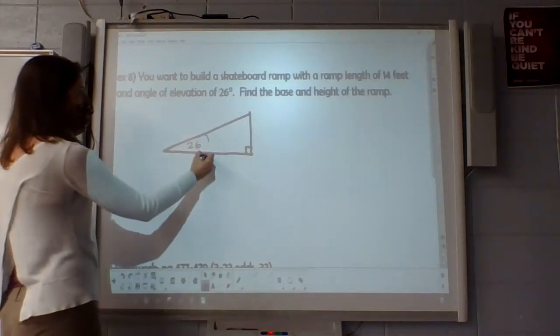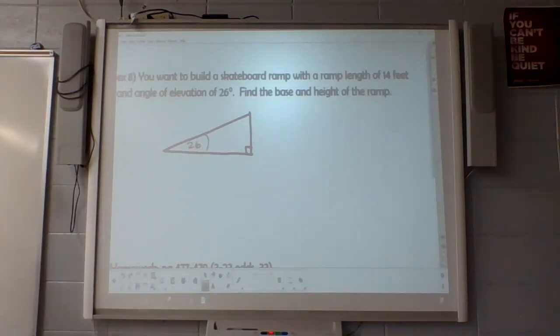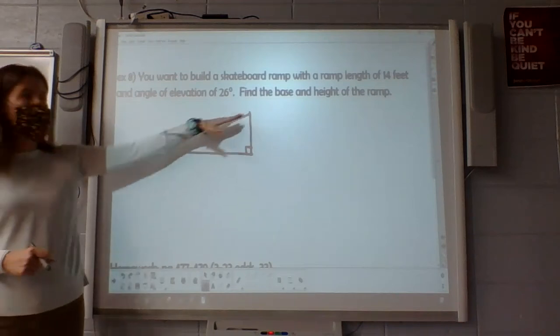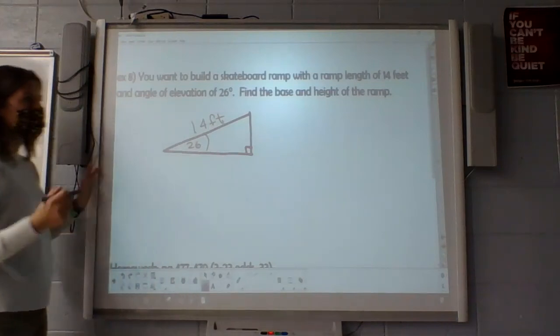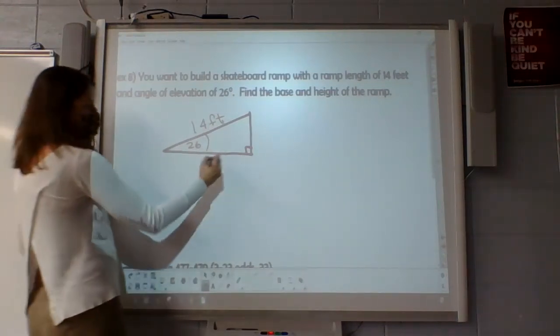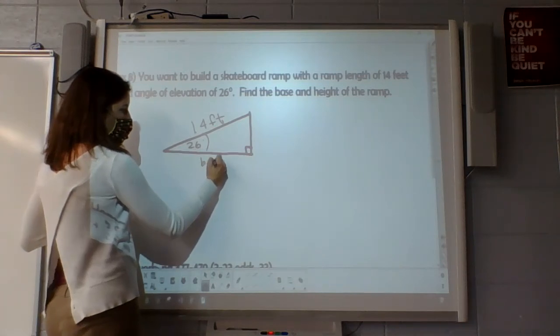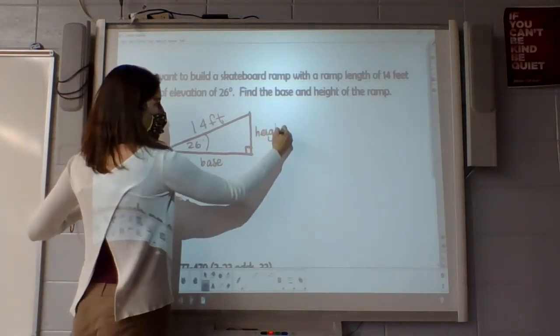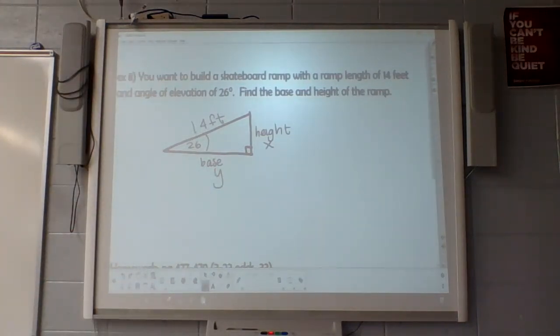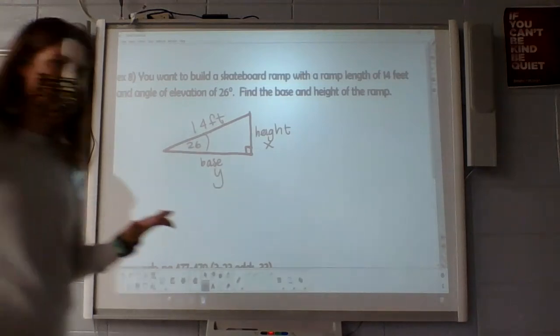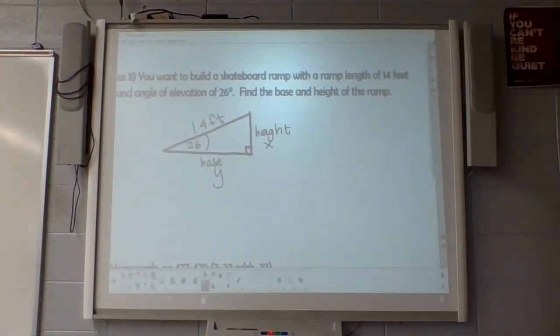So this is 26 degrees. It says the ramp length is 14 feet. So when I'm thinking about the ramp length, that's the part I would ride. So this would be 14 feet. They want the base and height of the ramp. So the base would be down here, and then the height would be here. So I'm going to call that my X and Y. Once you take all the words out of it, this just becomes a trig problem, where we're just trying to find the X and Y for this triangle that is maybe a ramp, whatever it happens to be.